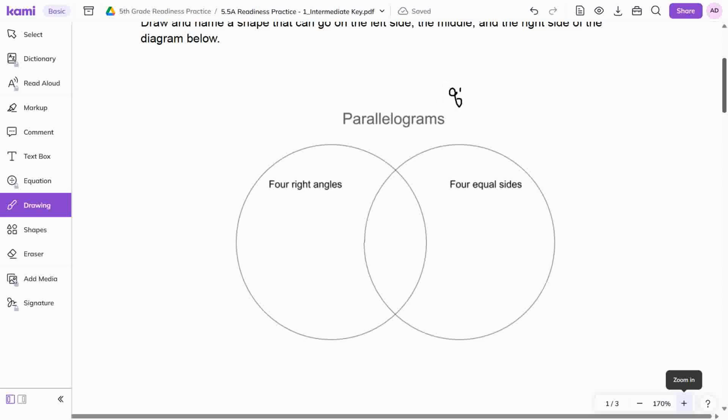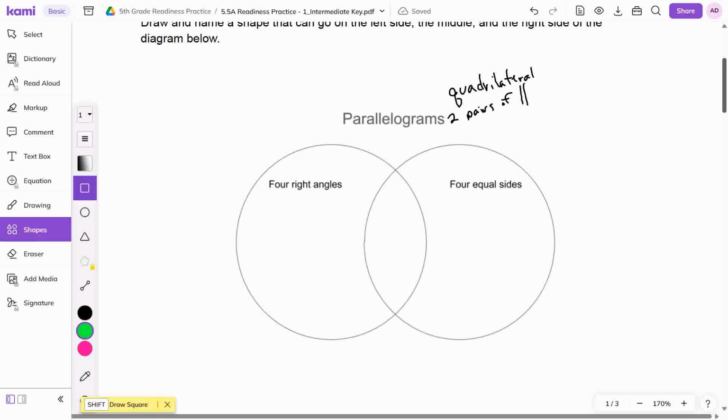It's got four sides, which means it's a quadrilateral, and it's got two pairs of parallel lines. So I'm going to use these. The geometric representation for parallel looks like two lowercase l's, two pairs of parallel lines. All right, so what kind of shape can we put here that's got four right angles?